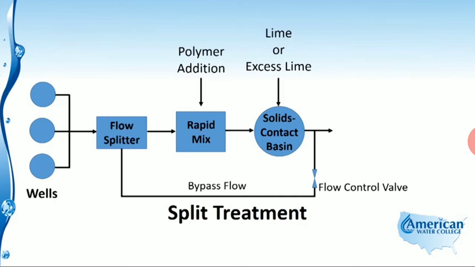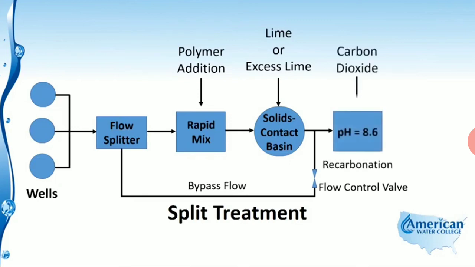So we're bypassing some of the flow, which is going to maintain the hardness and the alkalinity, and a portion of the flow will be treated. Both flow streams then meet up and go into the recarbonation process, where carbon dioxide is added and the pH is adjusted to 8.6. And then from there it flows on through the filters and then to disinfection and then into the system. So the split treatment method is primarily just a way to reduce chemical costs by treating only a portion of the total flow.